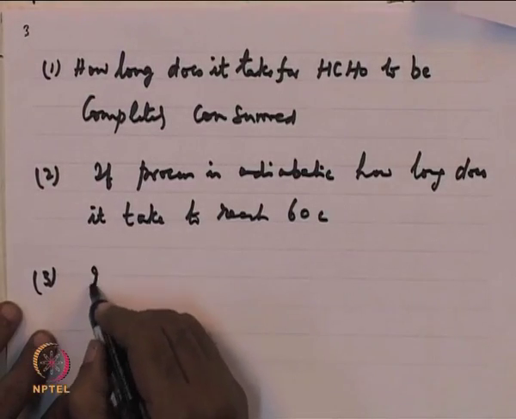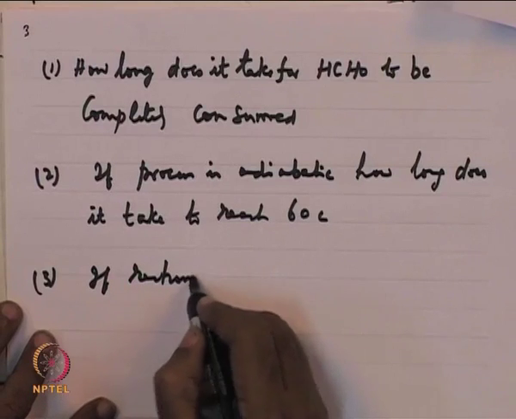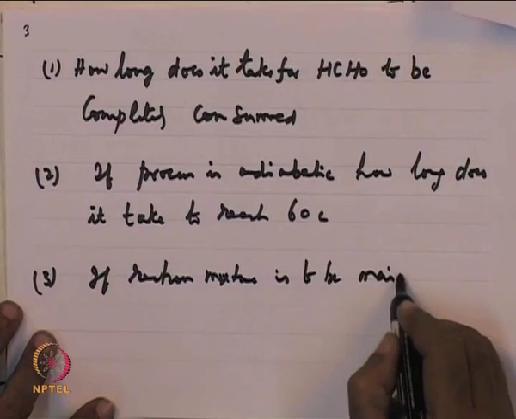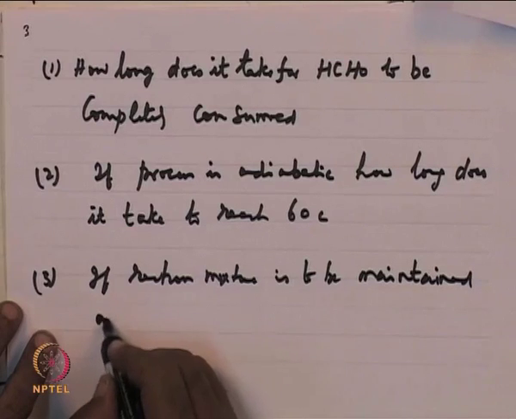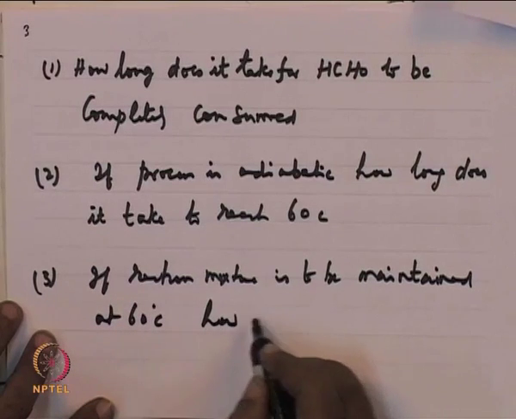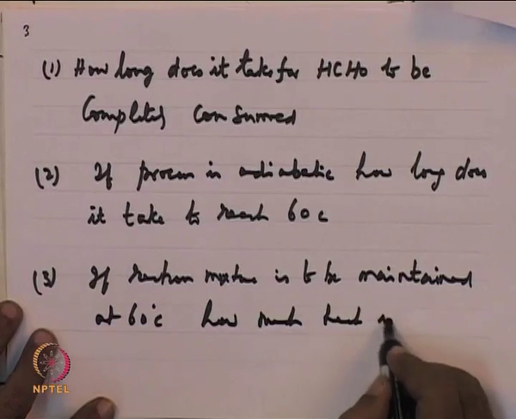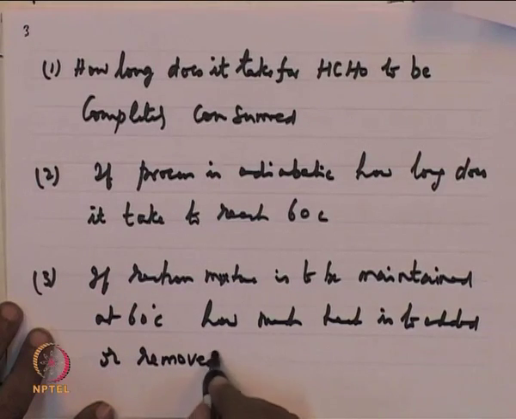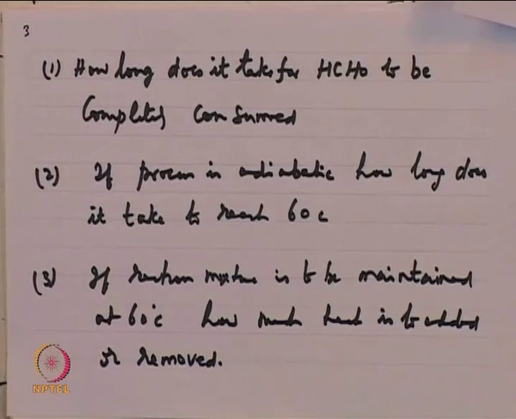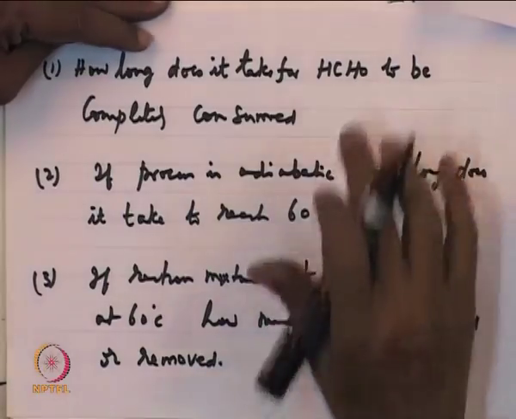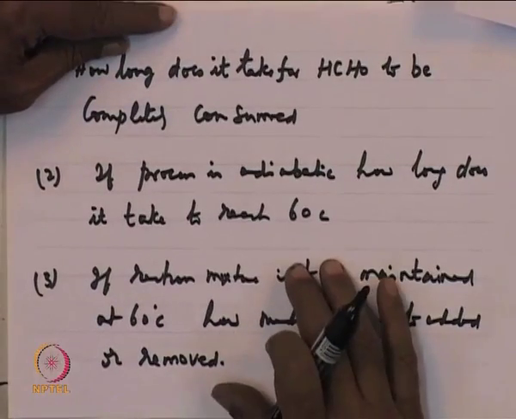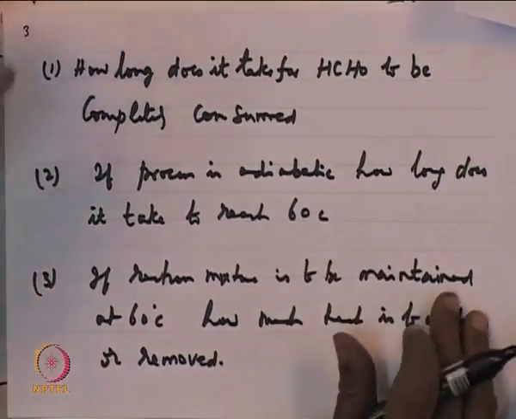Third part is, if the reaction mixture is to be maintained at 60, how much heat is to be added or removed. Okay. So, these are the three questions that we need to answer. How long does it take for HCHO to completely get consumed? If you operate it adiabatically, how long does it take to reach 60? And if it is to be maintained at 60, how much heat must you add or remove? Let us look at this one by one.